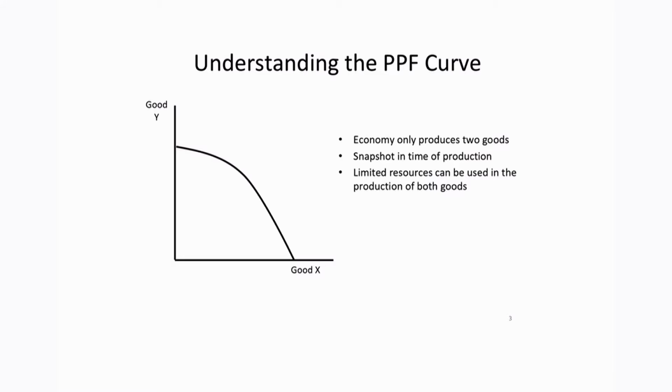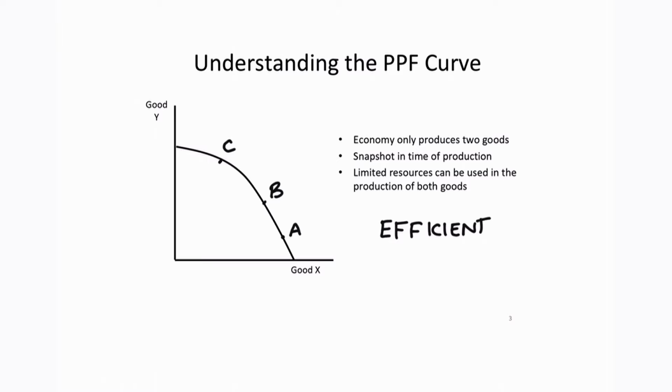Here you can see on the x-axis we have good x, and on the y-axis we have good y. The PPF curve represents the possible production points of some combination of good x and good y. Along the PPF curve, such as points A, B, and C, we're using all of our available resources for production. These are considered efficient points of production.